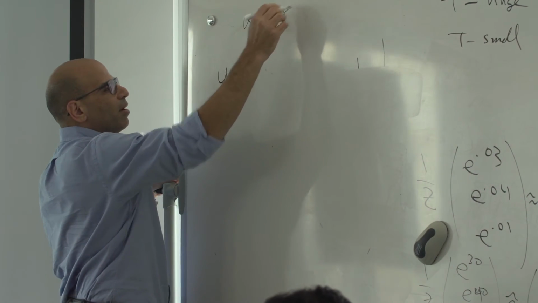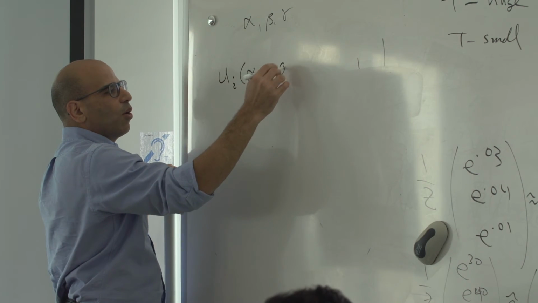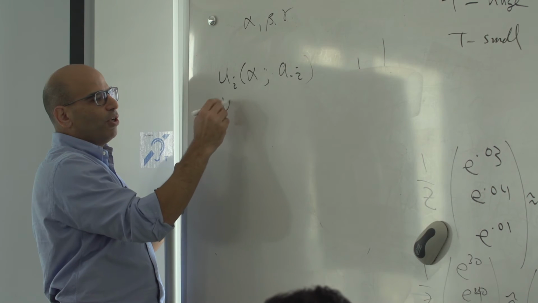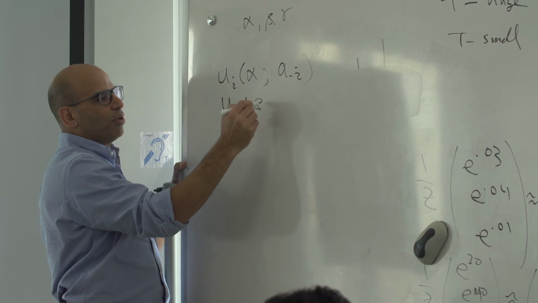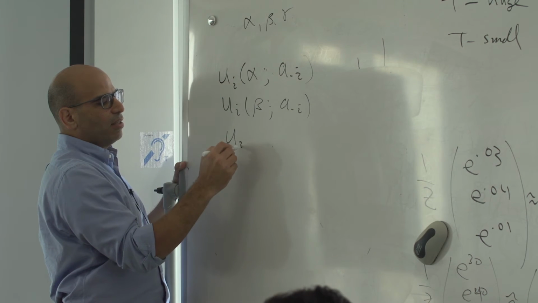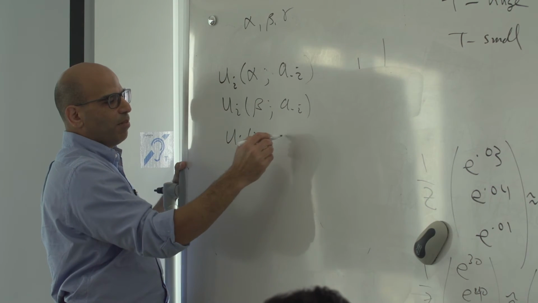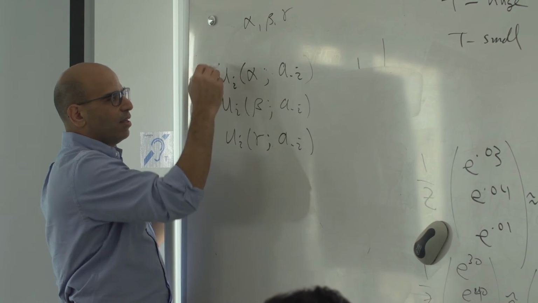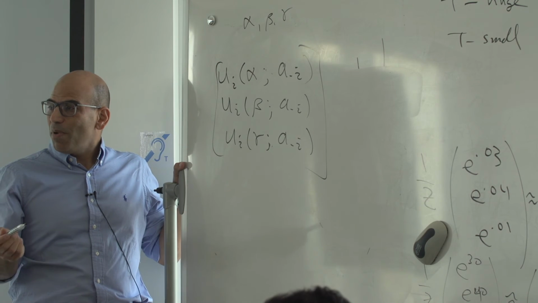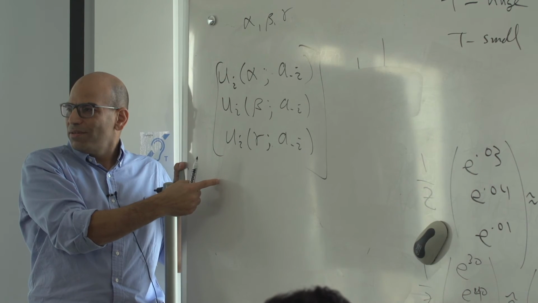Alpha, beta, gamma. Under choice alpha, which depends on the actions of other agents, and I'm going to look at the utility of agent I under choice beta, which depends on the actions of other agents, and gamma, which depends on the actions of other agents. This is a vector. Now, best response is pick the largest one.